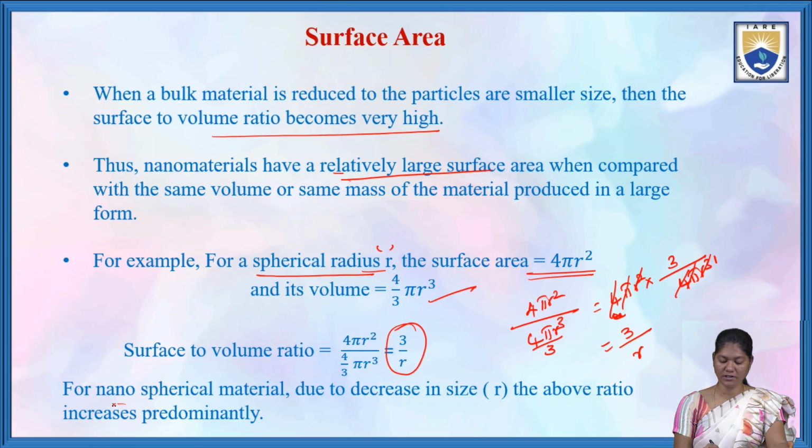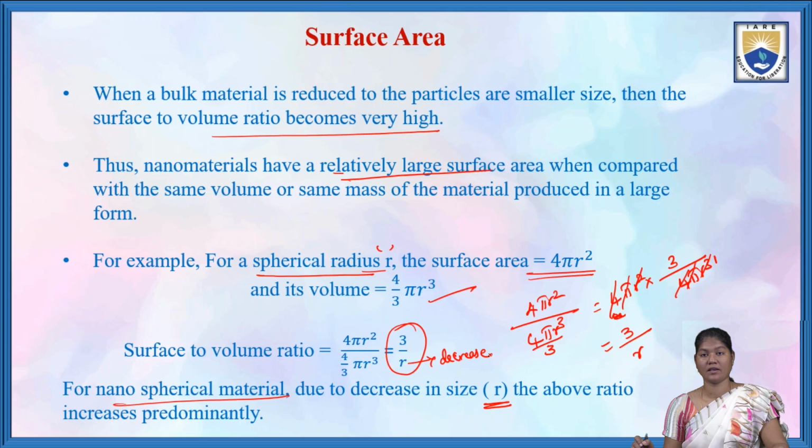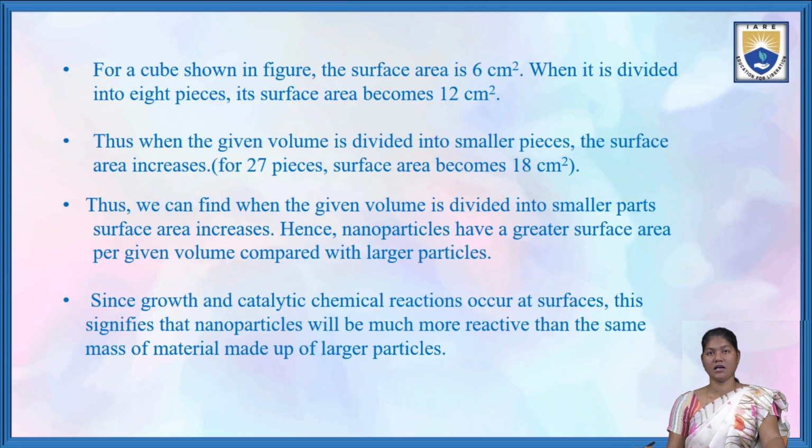So, for nanospherical material, due to decrease in size r, the above ratio increases predominantly, so that it shows different properties. Suppose let's take an example.